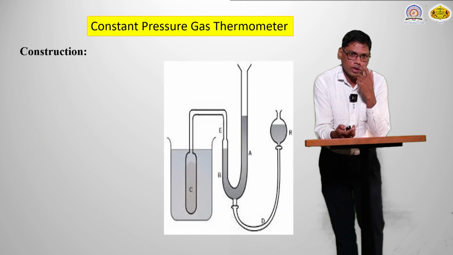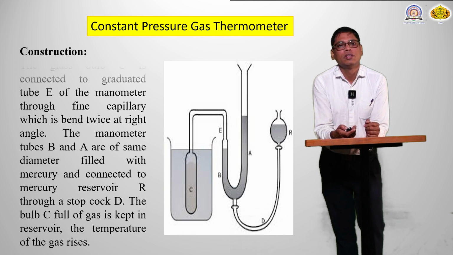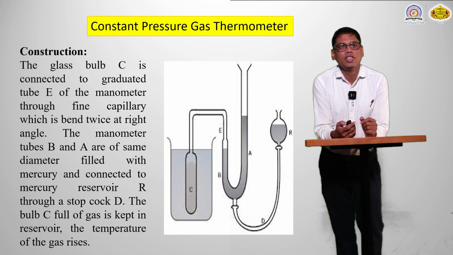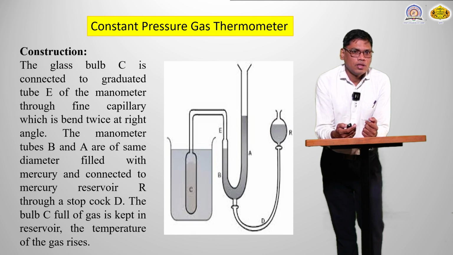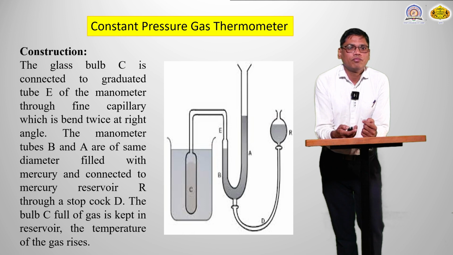So this is a constant pressure gas thermometer as shown in the figure. The bulb C is connected to the graduated tube E of the manometer through a fine capillary, which is bent twice at a right angle. The manometer tubes B and A are of the same diameter, filled with mercury and connected to a reservoir R through a stop cock D. The bulb C full of gas is kept in the reservoir, and the temperature of the gas rises.